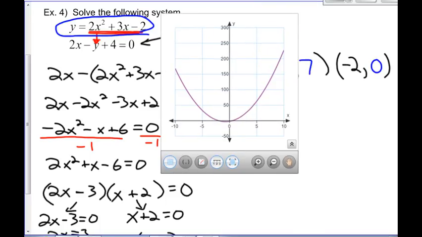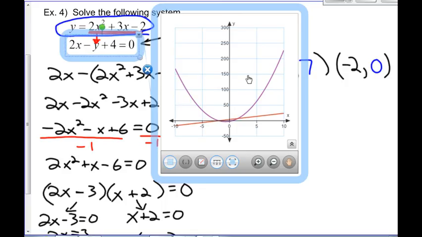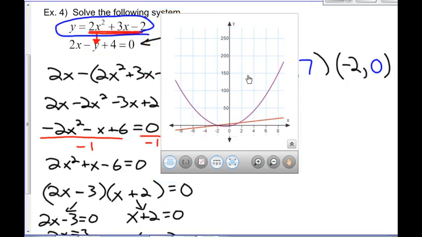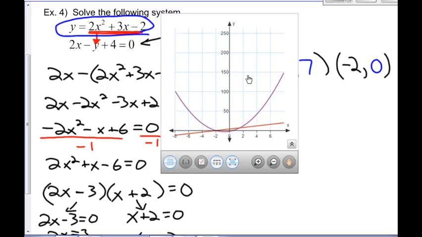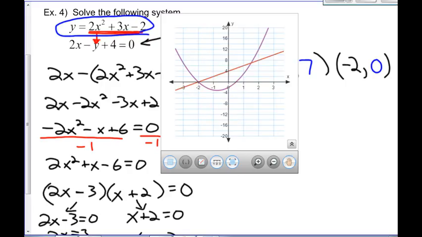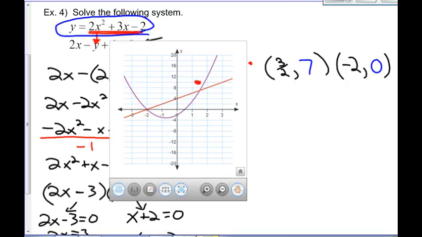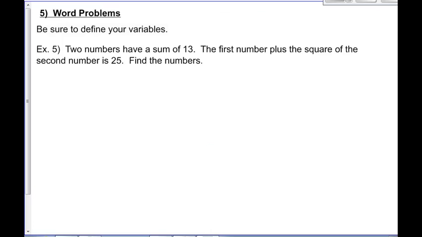There's the parabola. Here comes the line. Now, I'm not quite sure what's happening, so I'll zoom in a little bit. When we do that, we can see that the intersections really are at (-2, 0) and at (1.5, 7).